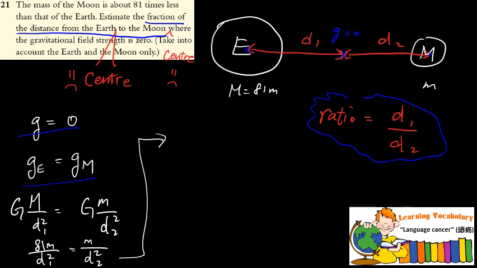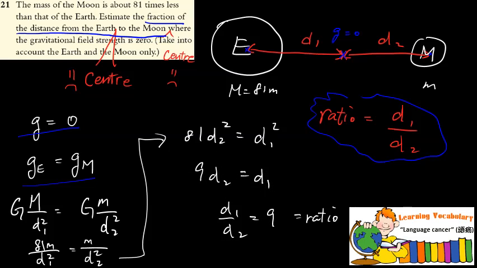And after that, you substitute the things you know, with different masses and D1 and D2 over here. And after that, you can eventually figure out the ratio of D1 and D2 is 9. So that means if you want to find a point where you have no G force, no gravitational field, you have to go to the place near the Moon with a 9:1 ratio.